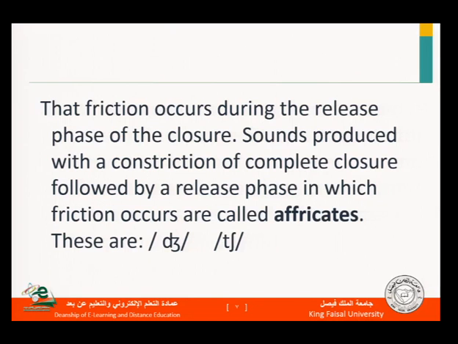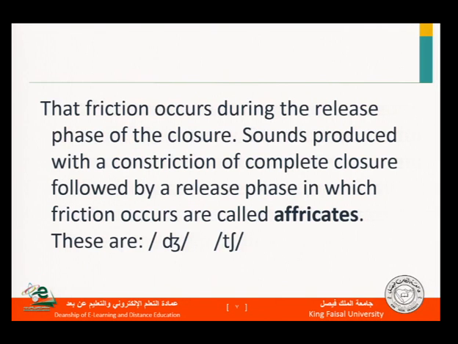That friction occurs during the release phase of the closure, like ta stop, sha. It stops, ta, then it releases the air to go out. So once you say sha, then the sound becomes fricative. Sounds produced with a constriction of complete closure, like ta or da, followed by a release phase like sha or ja, in which friction occurs, are called affricates.